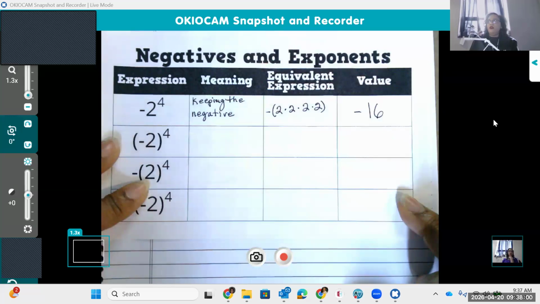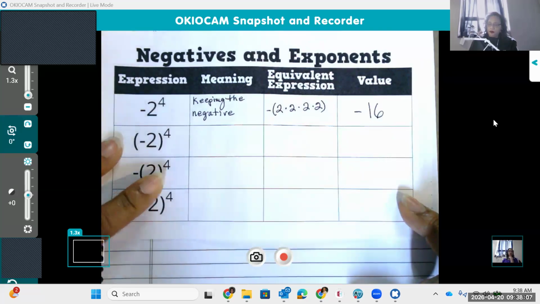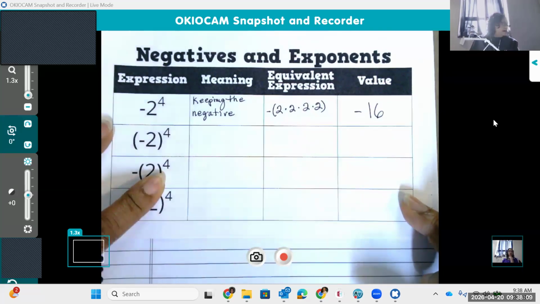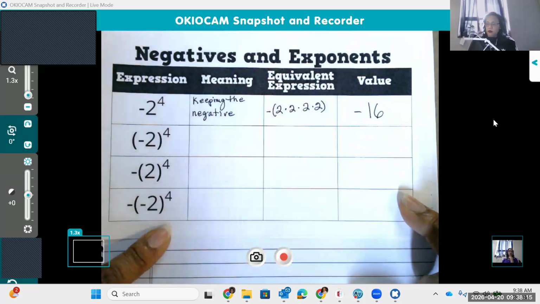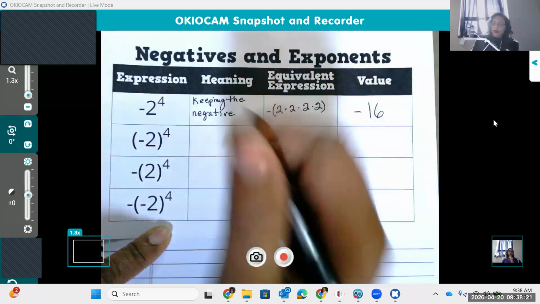Do you understand? The negative does not go with the exponent. Why? Because there's no grouping symbol that says to do that. So you just take 2 to the 4th power and you leave the negative. Next one.